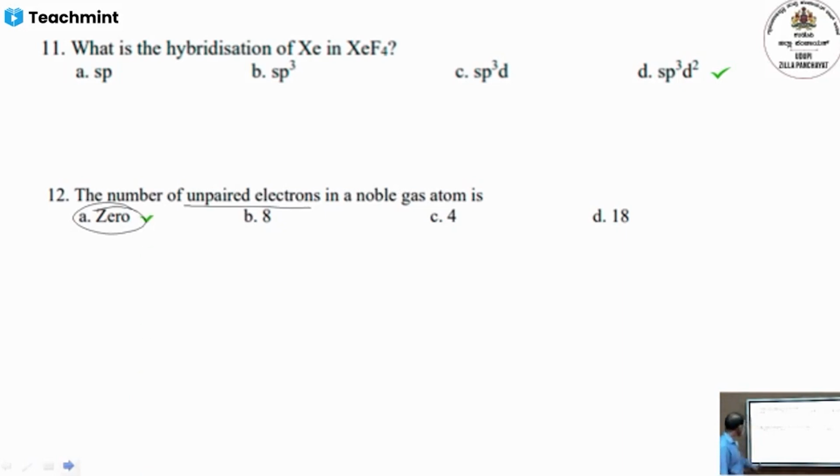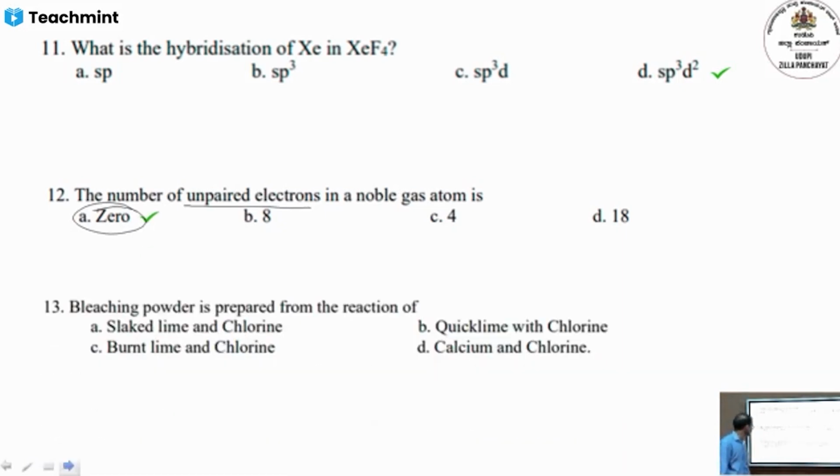And the last question is, bleaching powder is prepared from the reaction of slaked lime and chlorine, quick lime with chlorine, burnt lime and chlorine, or calcium and chlorine. I think the same wording is there even in your NCERT book, burnt lime and chlorine. So this ends the questions which I prepared for the day.